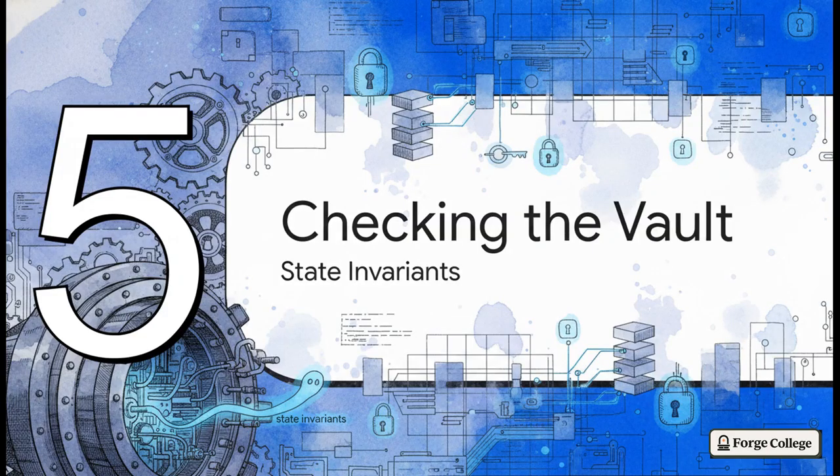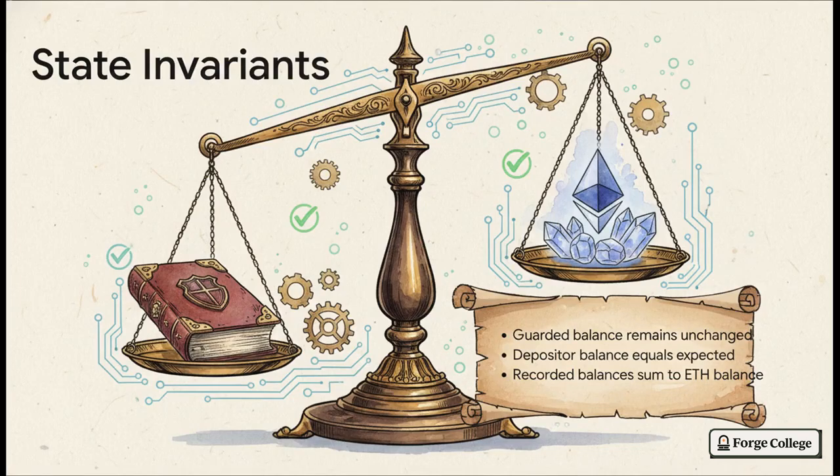Finally, Section 5, checking the vault: state invariants. Listen, an audit isn't complete just because a transaction failed to crash. A passing test that simply doesn't revert is incredibly weak. We have to verify our state invariants to prove the underlying math perfectly aligns. We check 3 core things. First, the guarded bank's actual ETH balance must remain entirely unchanged during the attack. Second, every single depositor's recorded balance must equal exactly what we expect it to be. And third, the sum of all internal recorded balances has to perfectly match the contract's actual Ethereum balance. Seriously, not a single wei can be missing from the vault.